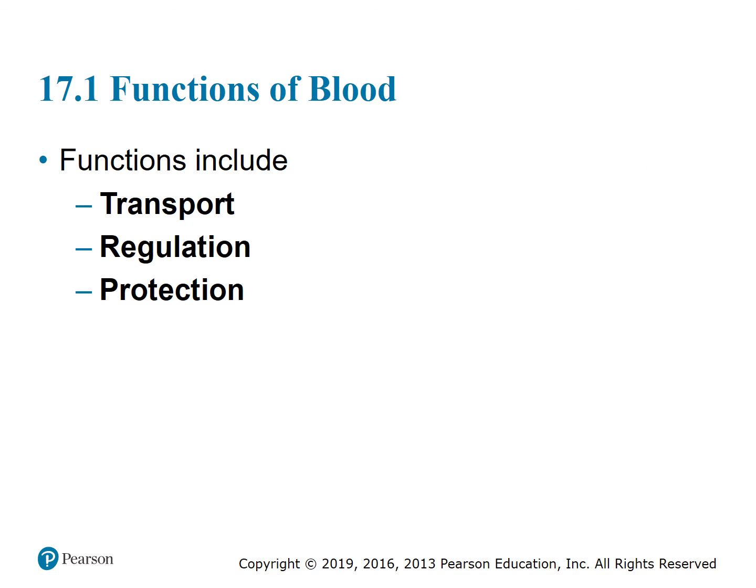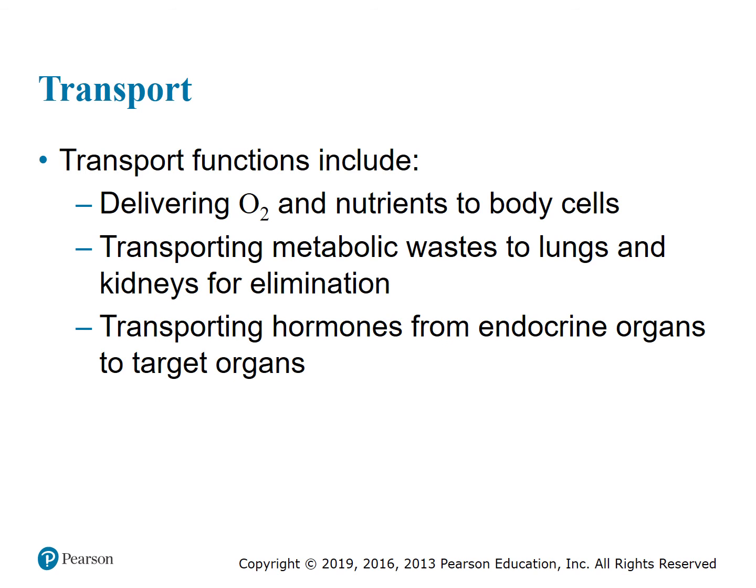Functions of blood, section 17.1, include transport, regulation, and protection. Transport functions include delivering oxygen and nutrients to the body cells, transporting metabolic waste to the lungs and kidneys for elimination, and transporting hormones from the endocrine organs to target organs.